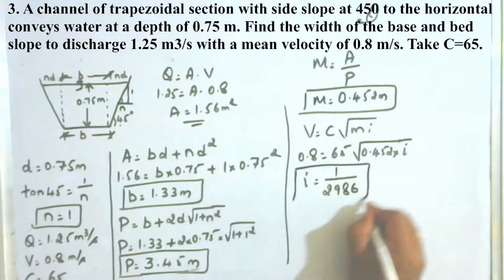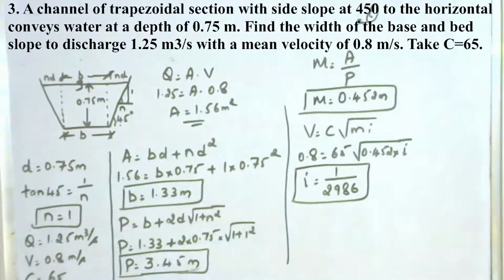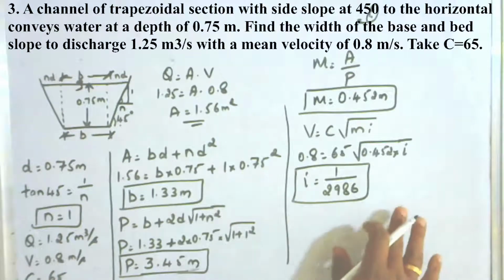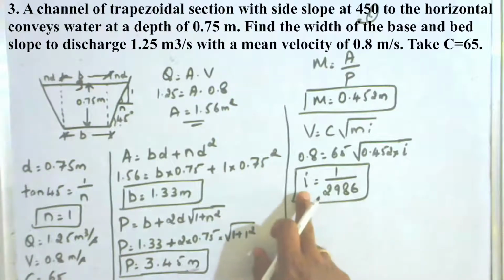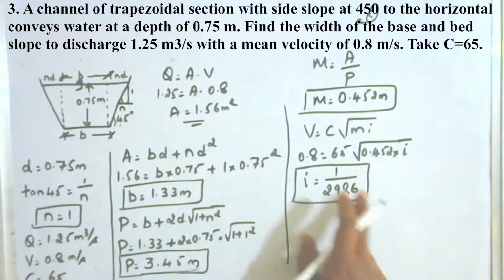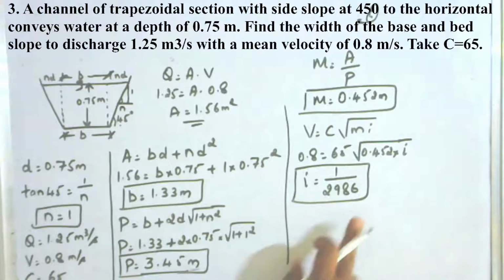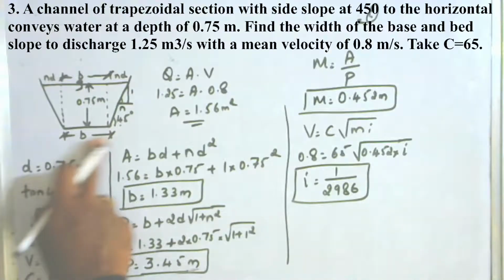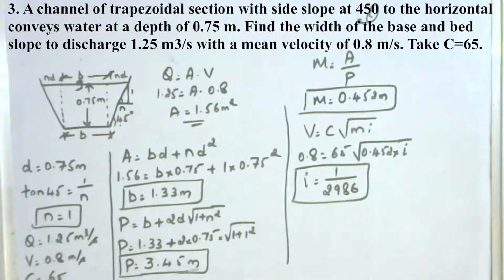Even sometimes you can write in terms of decimal, that is 10 power minus 3 and all. That is also right. If I write that is in 1 in 2986 approximately, you'll get this value. This is how you should find the bed slope as well as the width at the base. That is B is unknown here. The width at the base you have to find. So in case of a trapezoidal channel.